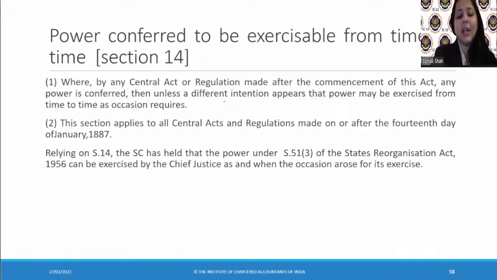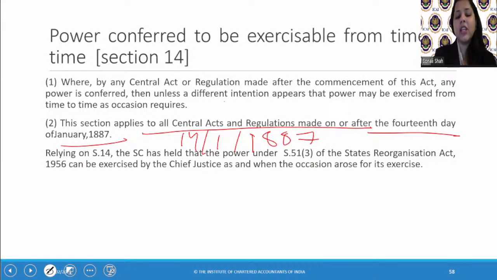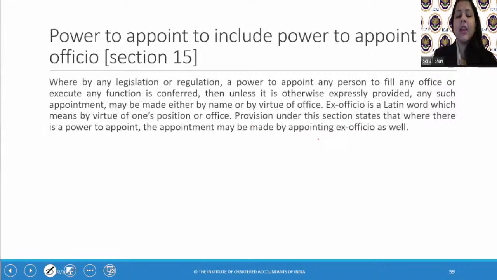And this section 14 applies to all central acts and regulations that are made on or after the 14th day of January 1887. So every act or regulation made after 14 January 1887, section 14 is applicable. Section 15 says power to appoint to include power to appoint ex officio also. Correct? So when a person has been given an authority to appoint someone due to the power of the office, he has the power to appoint ex officio also. So ex officio means by virtue of one's position or office.